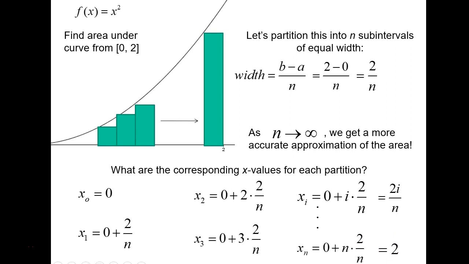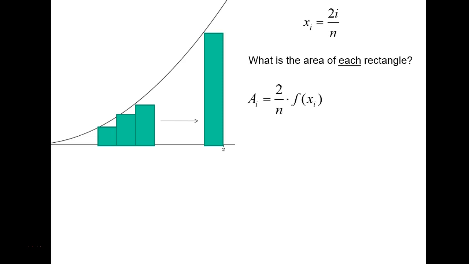Well, what do we want to do? We want to get the area of each of these rectangles. And then once we get those areas, we want to add them all together. So the area of one rectangle, remember the area of a rectangle, it's the width times the height. Well, the width was 2 over n. The height would be the y value that corresponds to each x value, which I just defined as 2i over n. So it'd be f of x sub i, which would be 2 over n times 2i over n squared.